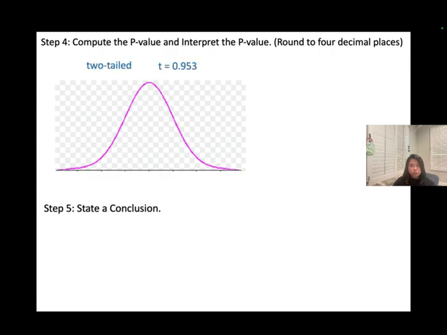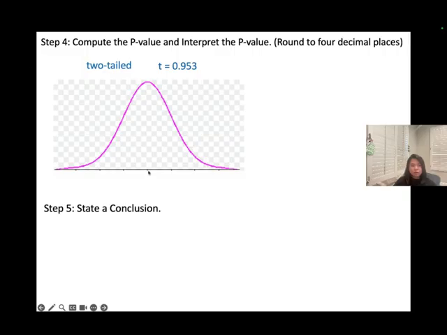So we do have a two-tailed test and test statistic 0.953. Okay, 0.953 is somewhere like here, right? This is 0, 1, 2, 3. So you can see the p-value should be pretty big, right? Okay, test statistic located at this point, 0.953.